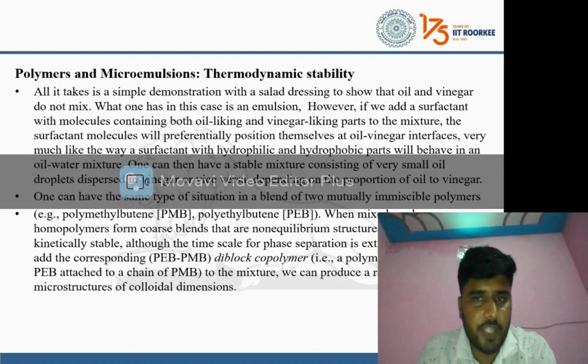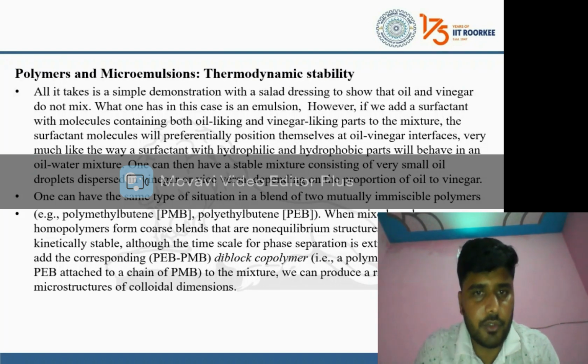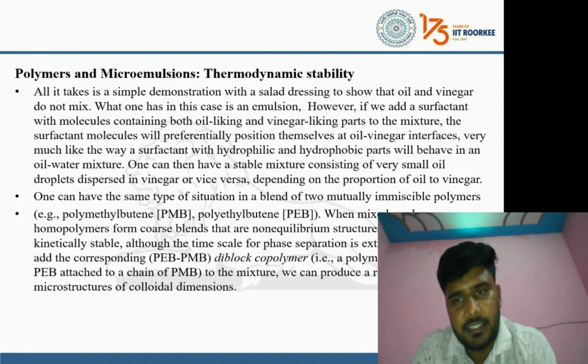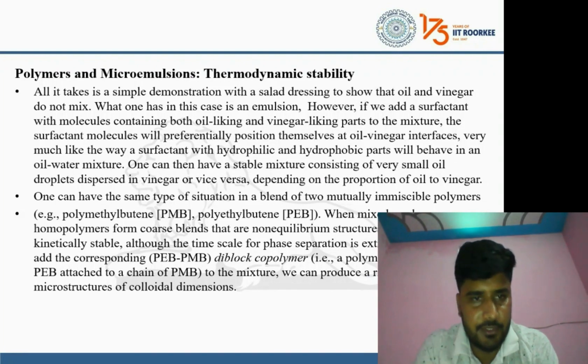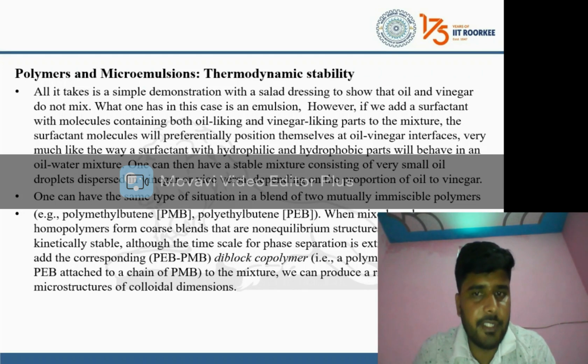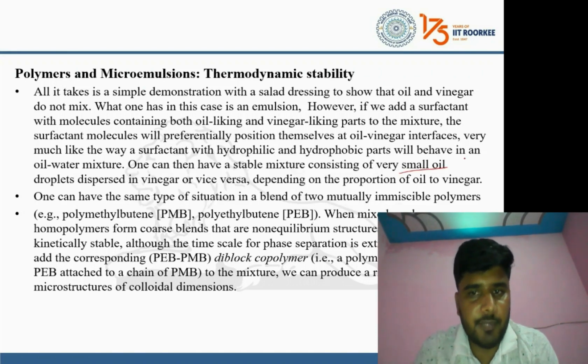So I can have the emulsion in this case. If I add a surfactant with molecules containing both an oil-linking and a vinegar-linking part to the mixture, the surfactant molecules will preferentially position themselves at the oil-vinegar surfaces. They will hold both surfaces, that is, the hydrophilic part and the hydrophobic part. So basically one can have a stable mixture consisting of very small oil droplets dispersed in vinegar.